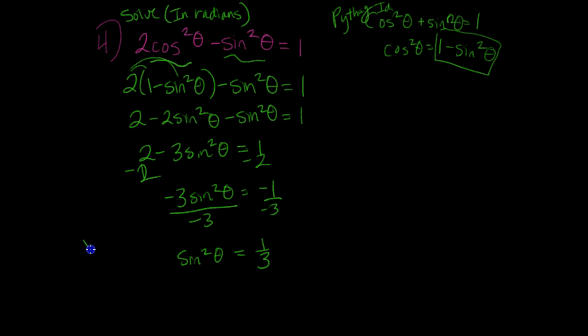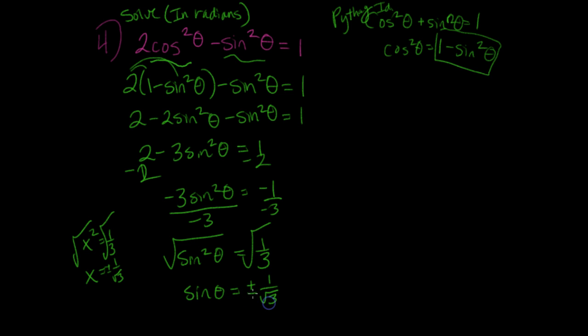Do you remember how you'd solve a quadratic equation like x squared equals 1/3? Take the square root of both sides to eliminate the square: x equals plus or minus 1 over the square root of 3, because we know the square root of 1. Same goes with this. You can take the square root, so you've got sine theta is equal to plus or minus 1 over the square root of 3. So now, this is not a common value on the unit circle, as you can see.